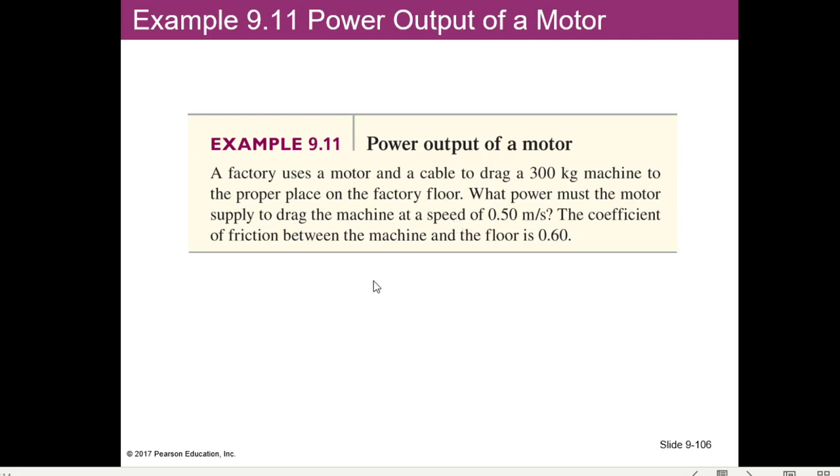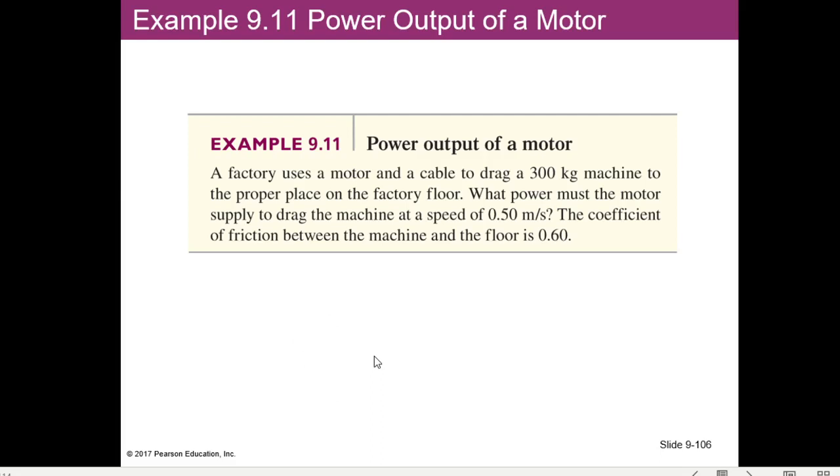Well, we do our free body diagram. Remember, that's almost always what we do first, of the machine. So tell me all the forces on the machine. Well, we've got gravity downwards towards the center of the earth. We've got normal force upwards. We've got the tension force of the cable, and we have kinetic friction backwards. Okay? So that means that the net force must overcome this frictional force as well, right?